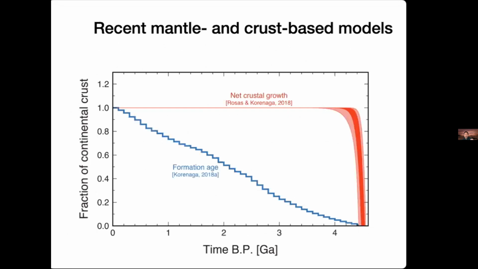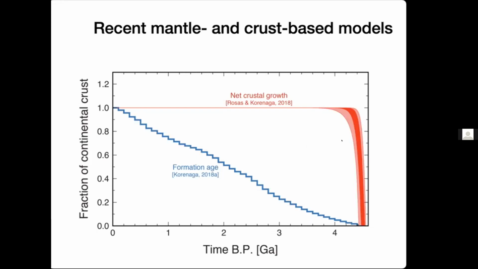In the last several years, I've been working on this continental growth problem, and these are the mantle-based model from my group based on the neodymium isotope data, and my crust-based model based on detrital zircon ages. They look very different, but that's okay because they are about different things. This mantle-based model tells you net crustal growth, and the crust-based model is a present-day distribution of formation ages.